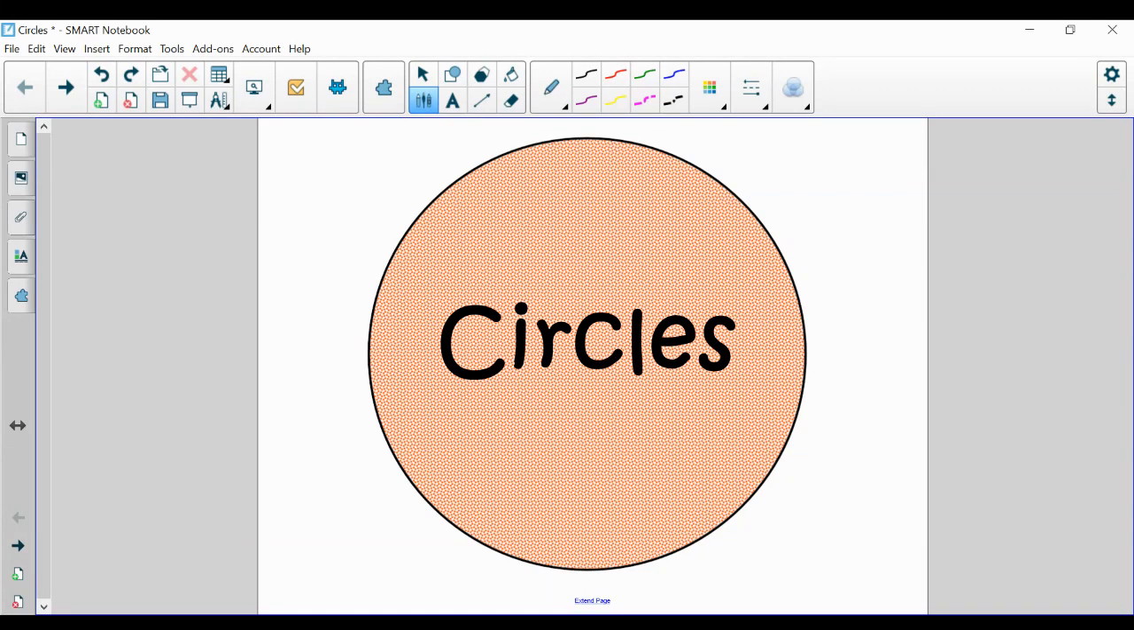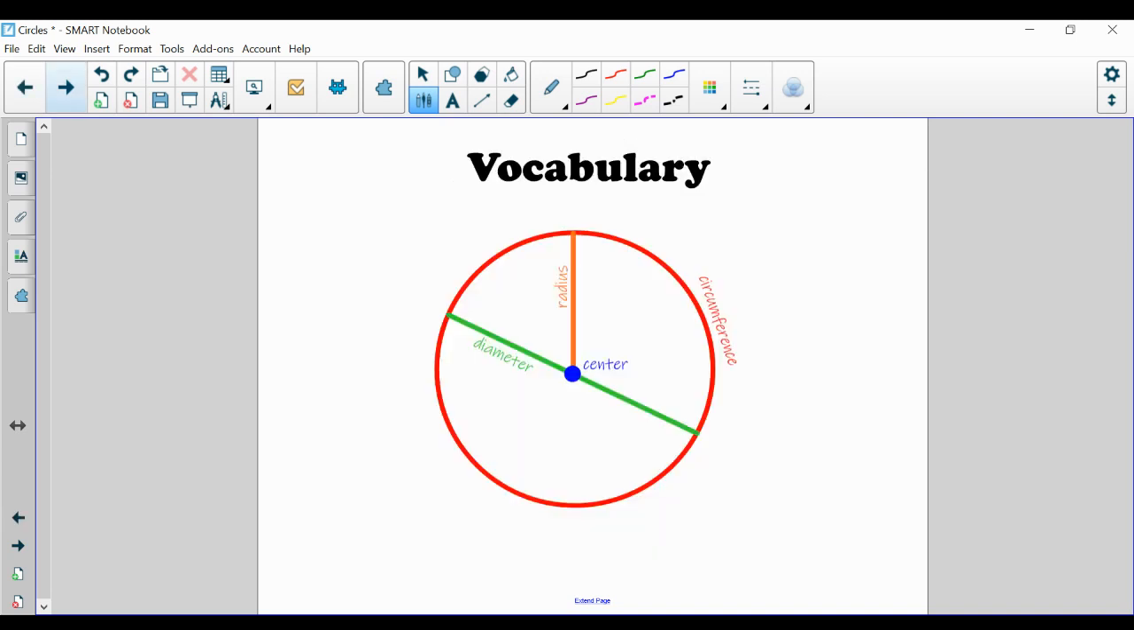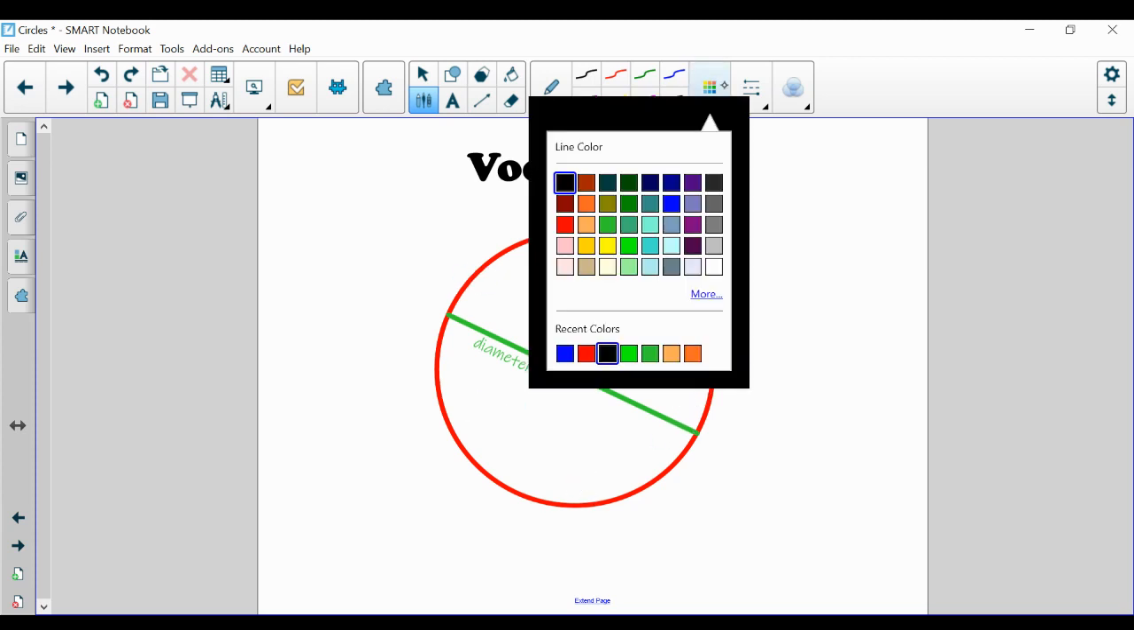In this video, I am going to give you a quick recap about circles, specifically some of the vocab related to circles, as well as some formulas related to circles. So let's start with some vocabulary. Notice that the blue dot in the middle of the circle is known as the circle's center. The orange line that is connecting the outer edge of the circle to the middle is called the radius.